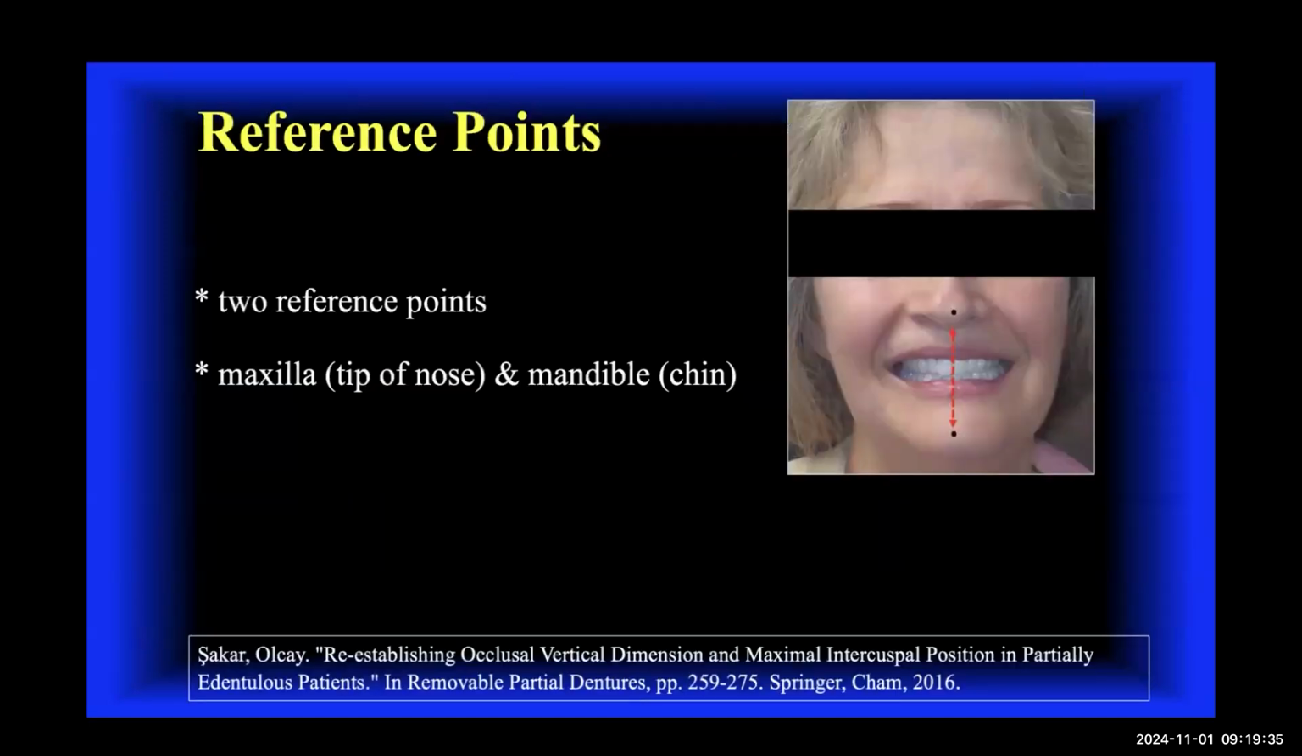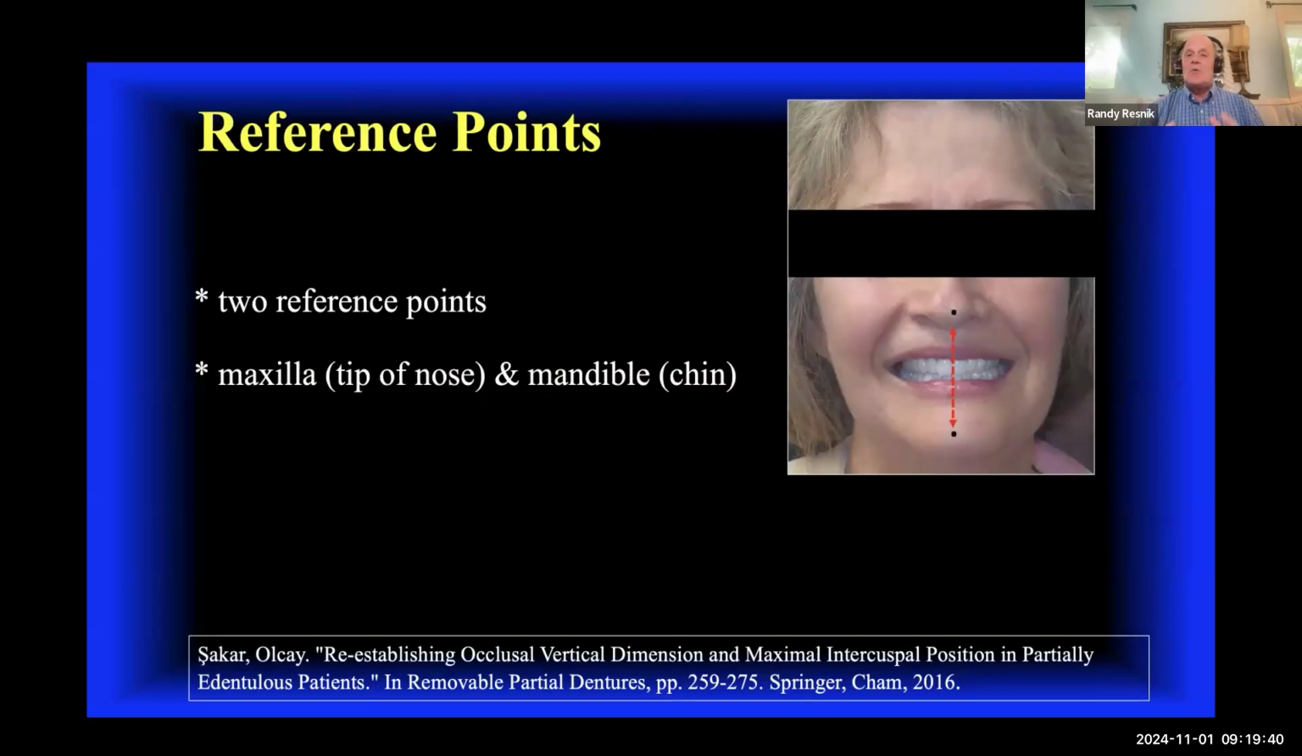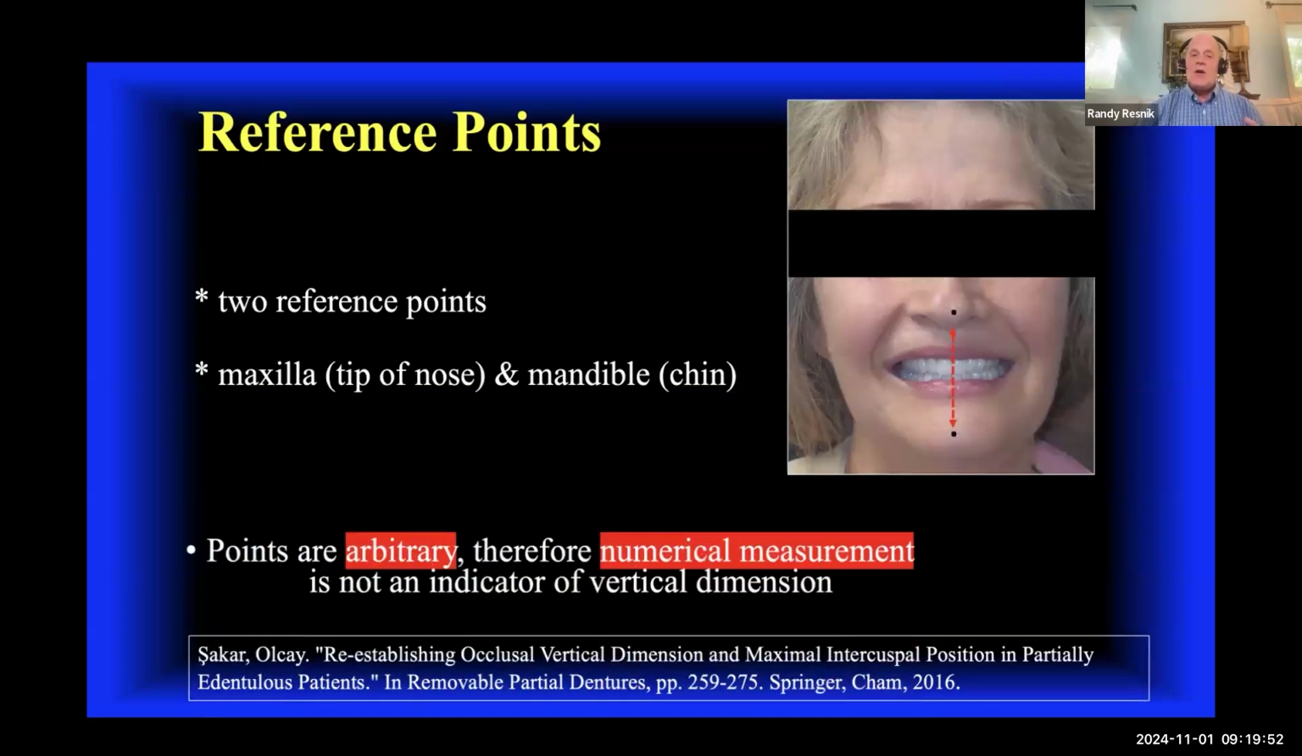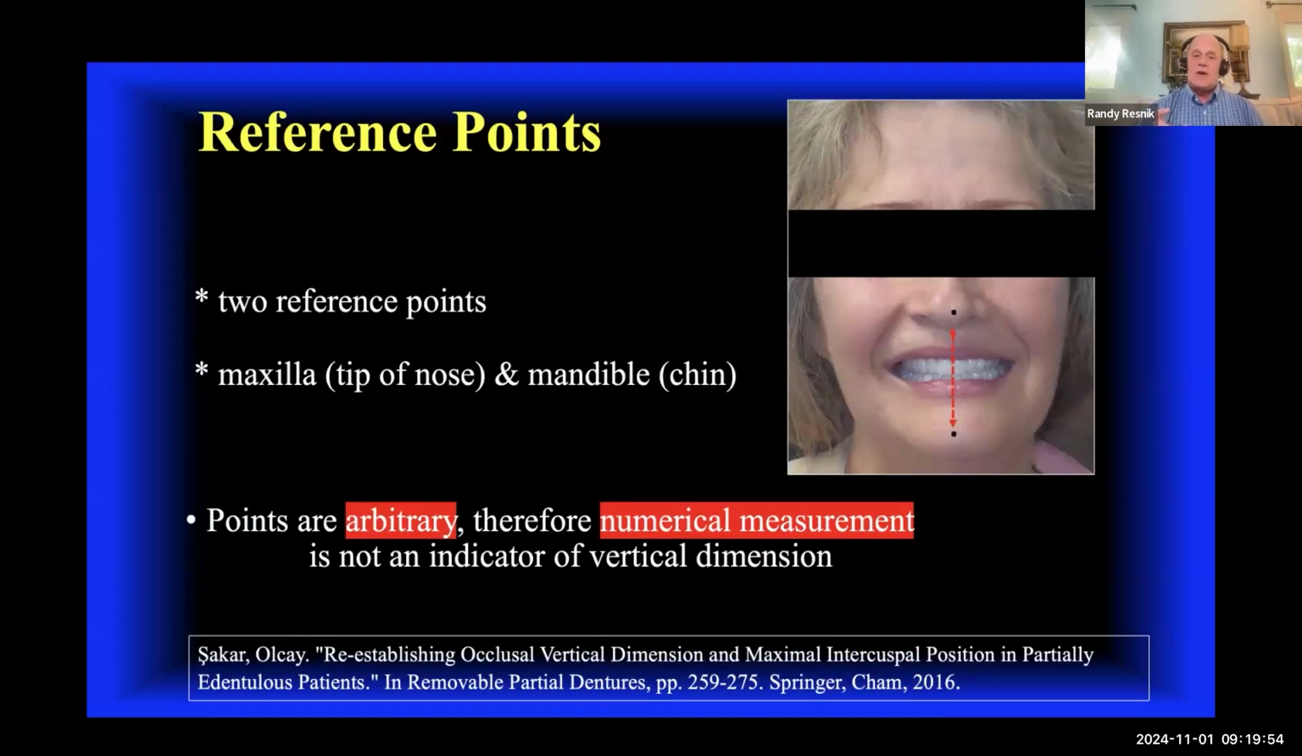Now, how do we determine where these reference points are, or how do we determine how to measure it? Usually what we do is we select one reference point on the maxilla, one on the mandible. Most common is the tip of the nose and the chin. Now, what you have to understand is these points are very arbitrary. You can pick them wherever you want. These are just the most common areas.